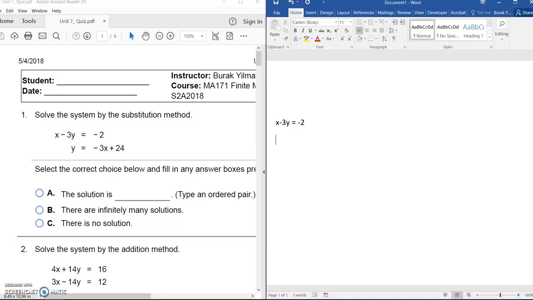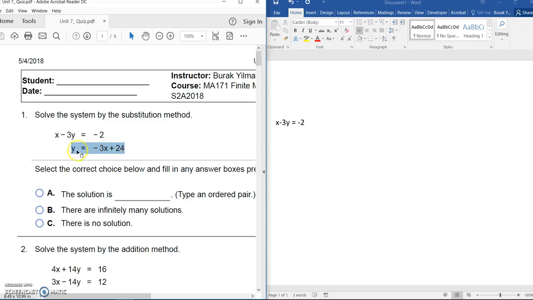Hello everyone, so this is the tutorial for quiz 7. The first question is a system of linear equations. Solve it by substitution method. And this is very straightforward because the second equation here is already giving you what to substitute.